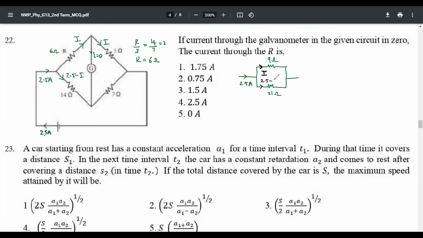Now what is the plan? Across these two resistors, the potential will be equal. Now, across this resistor and this resistor, if I take the potential difference across this as V1, and the potential difference across this as V2, they are equal. Why are they equal? Tell me. They are equal because they are parallel. You can say V1 is equal to V2. And for V1, you can put I R, 9. For V2, you can put 21 into (2.5 minus I).